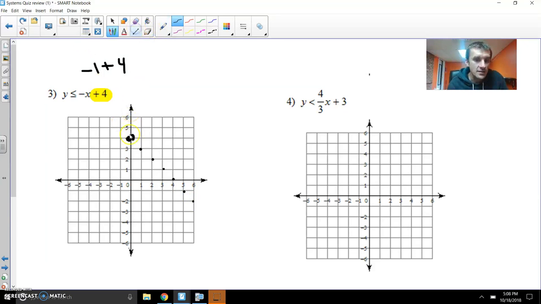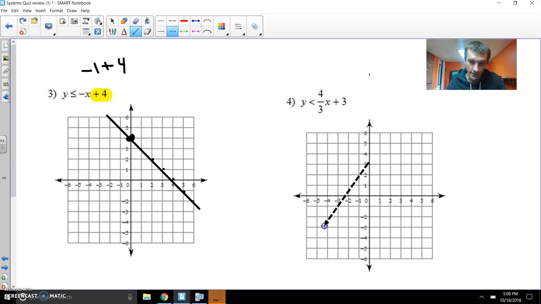Now, one thing I noticed in tutoring with students that were working on this today, this right here needs to be a solid line because of the or equal. Here in a moment when we do this one, this right here is a dashed line. So when we start at 3 and think about going up 4 and right 3, which we can't, we'll go down 4 and left 3, and this is what we're looking for.